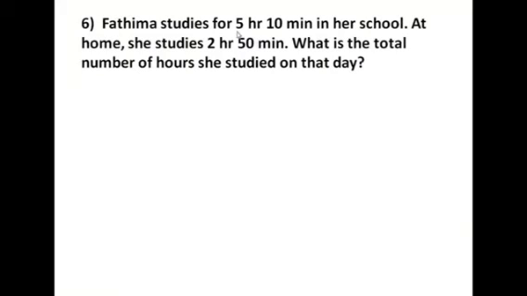Next question. Fatima studies for 5 hours 10 minutes in her school. At home, she studies for 2 hours 50 minutes. What is the total number of hours she studied on that day? It's very easy. Fatima studies for 5 hours 10 minutes in her school, and at home she studies 2 hours 50 minutes. You have to find out the total number of hours she studied on that day. So if you add 5 hours 10 minutes and 2 hours 50 minutes, you will get the total number of hours Fatima studied. So let's start.